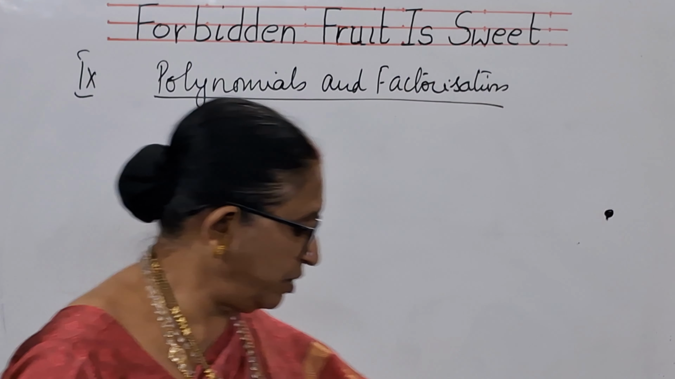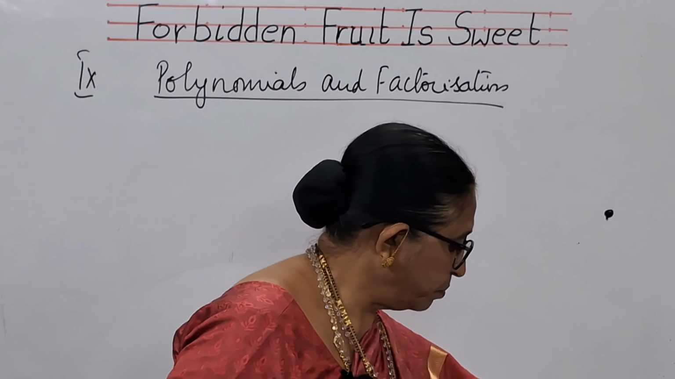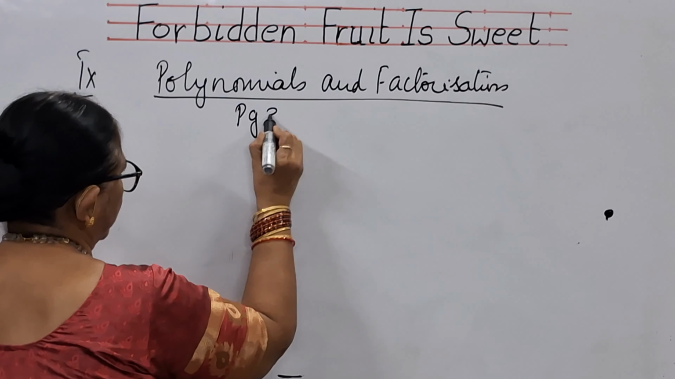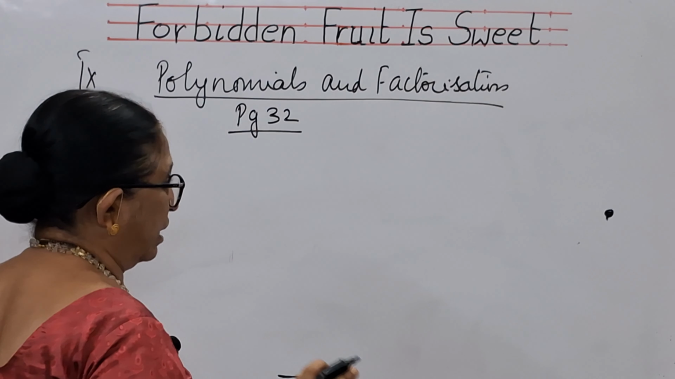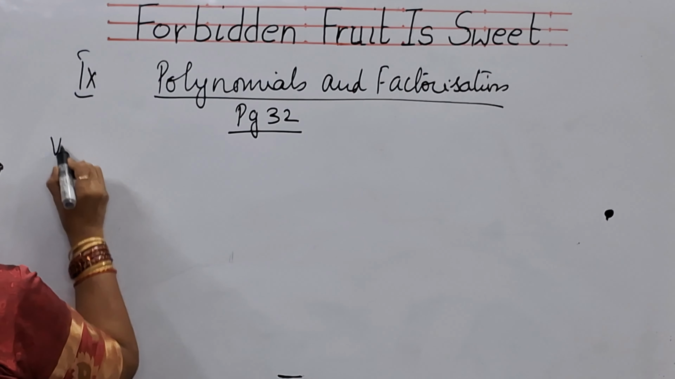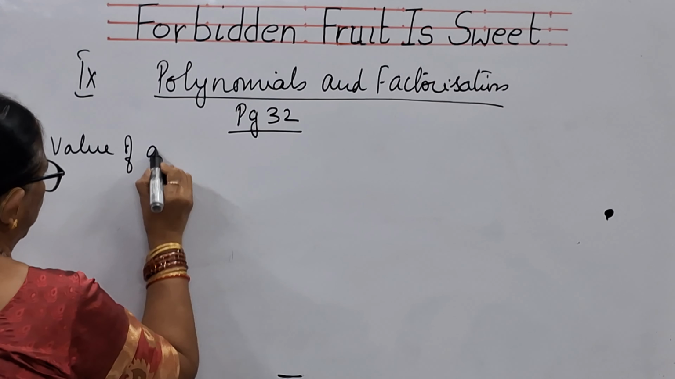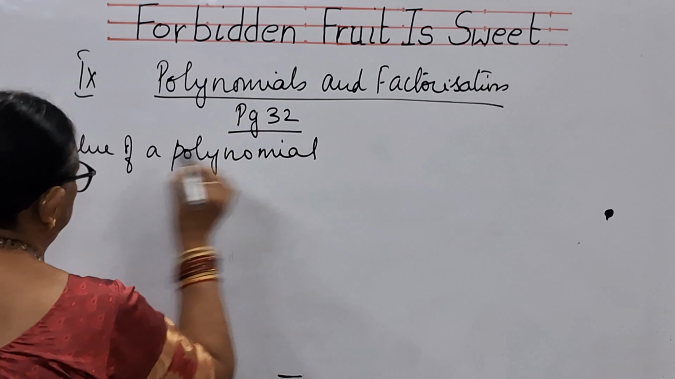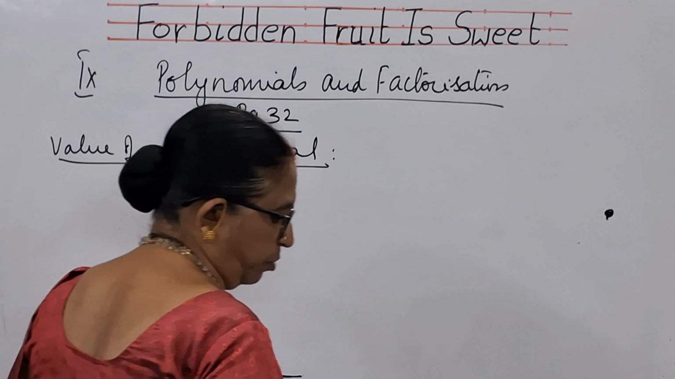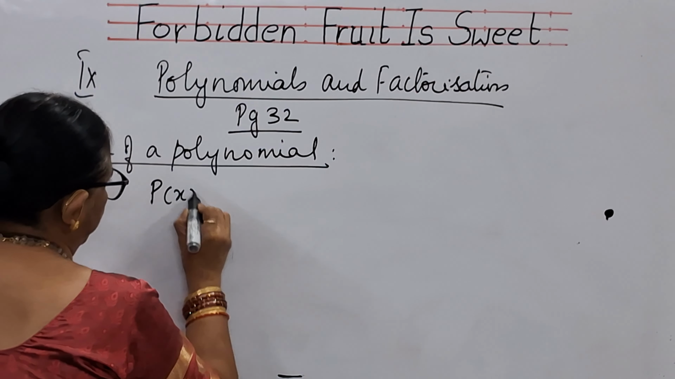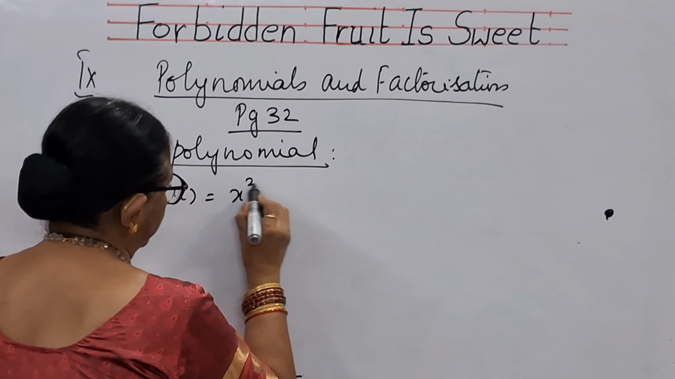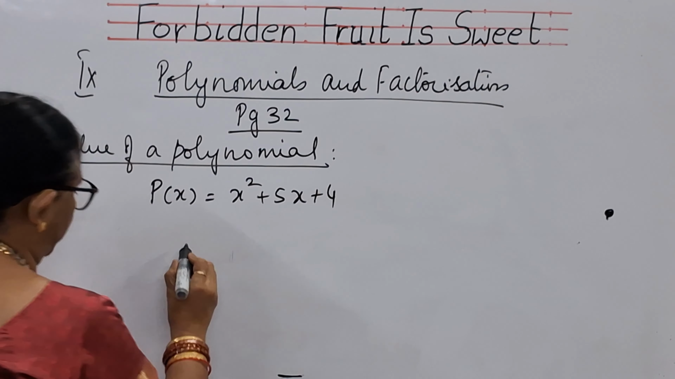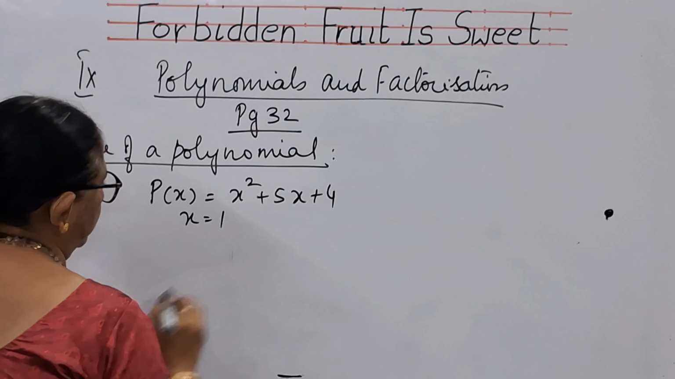Let us come back to our studies, children. So you have got in this factorisation, in page 32, actually zeros of the polynomial. First I wanted to teach you about what is the value of a polynomial. What is this meaning, children? Value of a polynomial. Suppose you have got a polynomial p of x is equal to x square plus 5x plus 4, and they have given x value as 1.